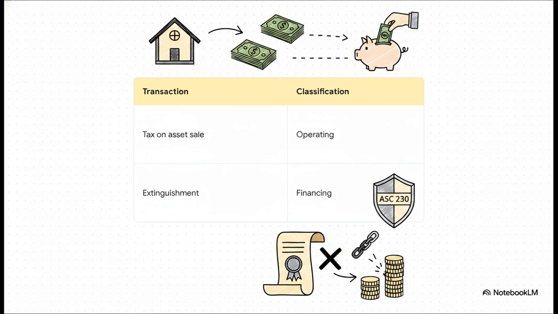Here's another one. If you pay a prepayment penalty or a debt extinguishment premium, ASU 2016-15 says that has to be classified consistently with the debt repayment itself. That makes it a financing outflow, not operating.